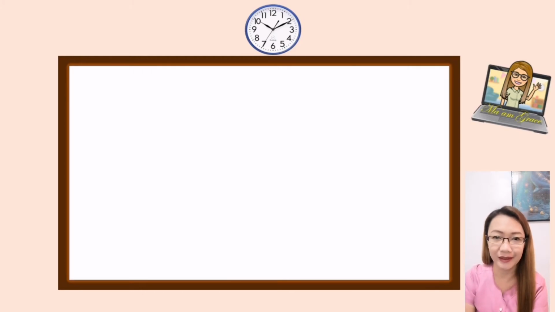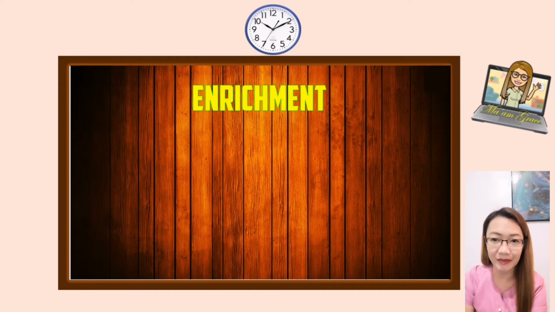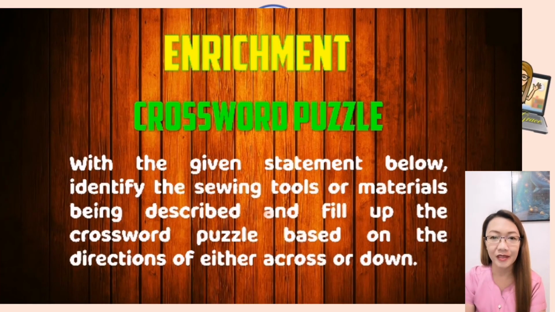Okay, we're done. Now let's have an enrichment activity. I have prepared here a crossword puzzle. With the given statements, try to identify the different sewing tools and materials being described and fill up the crossword puzzle based on the directions of either across or down. I'm going to give you 5 minutes to do this activity.